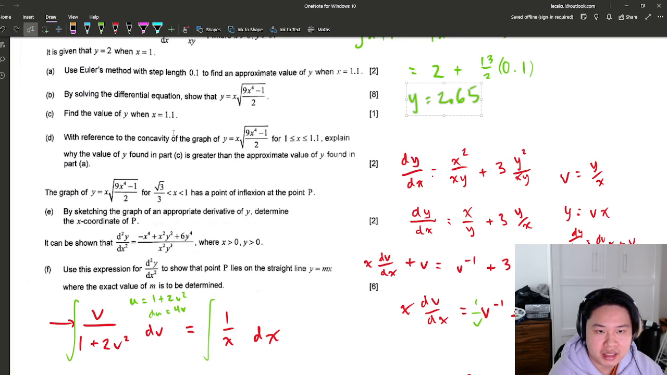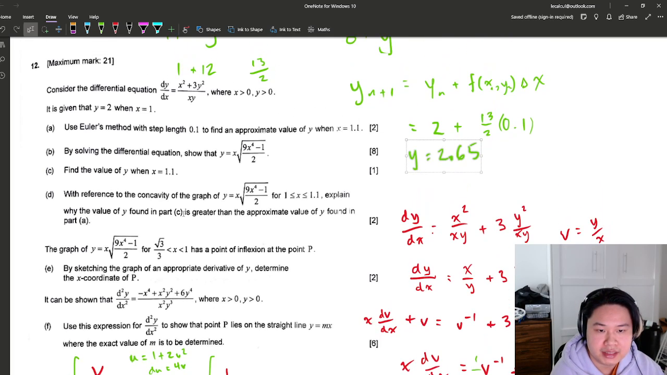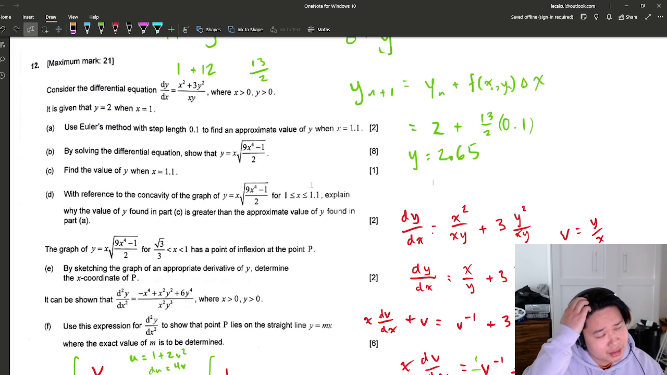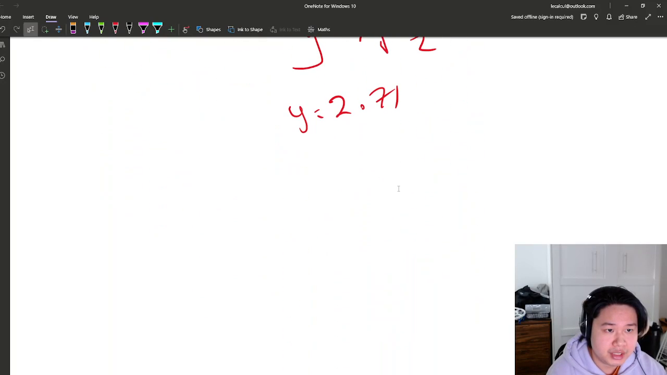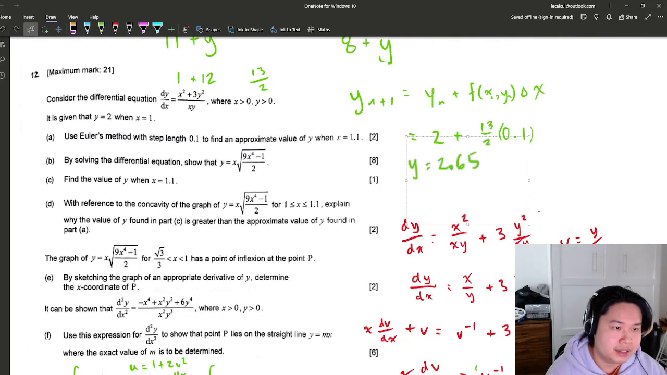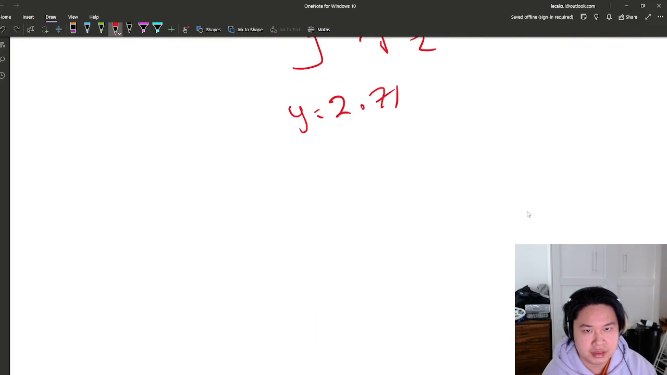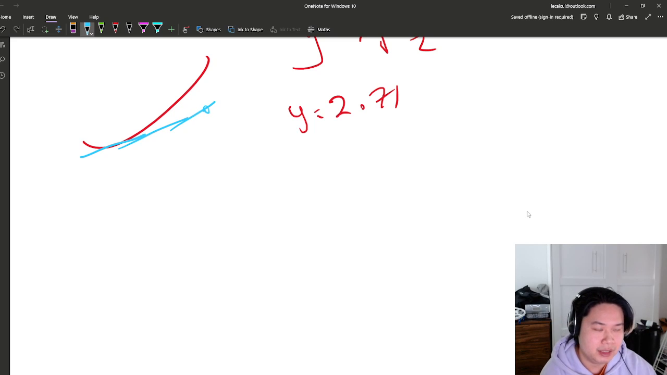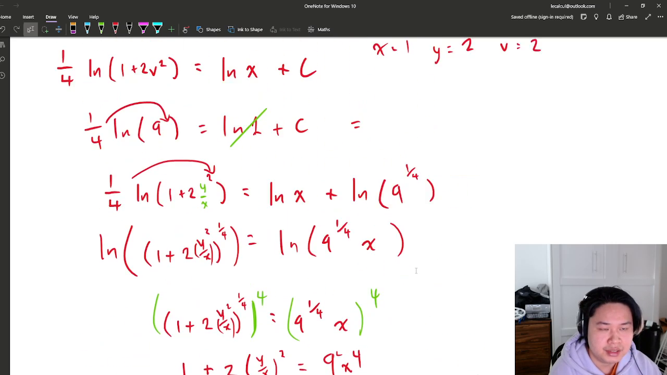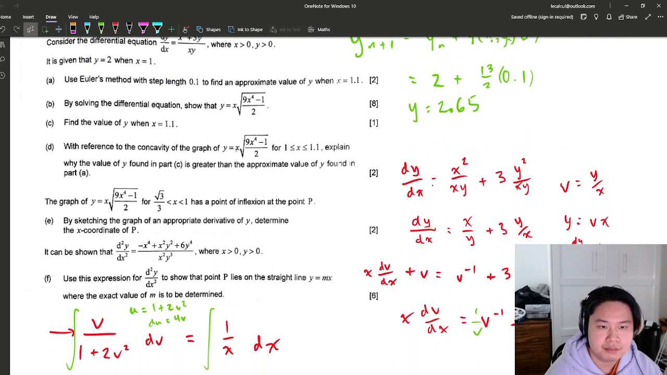Okay, with reference to the concavity of the graph, explain why the value in part C is greater than the value found in part A. Okay. Oh, this is straightforward. We had a harder version of this question in Times on C actually. The reason why the actual value of y is greater than the value of the approximation is because of the way Newton's method works. If your function is concave up, Newton's method will always be an under approximation because the tangent line is always going to be below the function itself. So that's why they're saying reference to concavity. I bet you if you graph this, it's going to be concave up between 1 and 1.1.